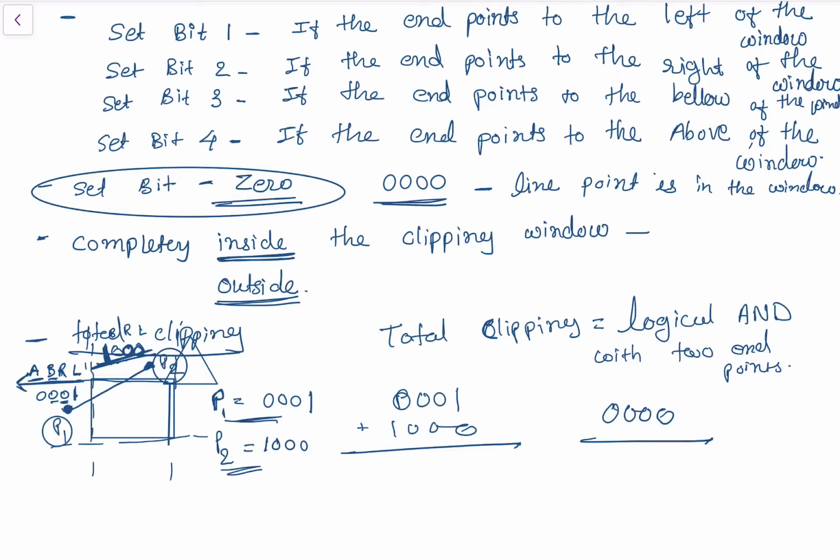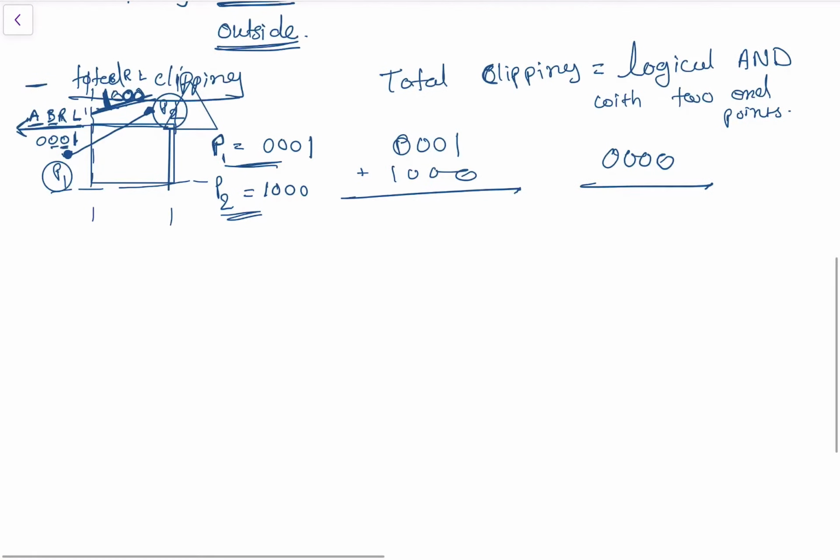And for example, a line that cannot be identified as completely inside or completely outside a clipping window by this test is checked for intersection with the window boundaries. Now let us consider one example of Cohen-Sutherland.